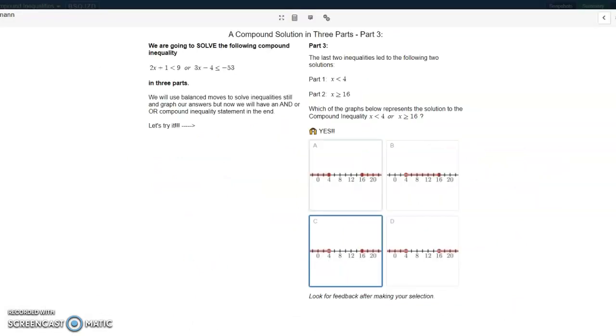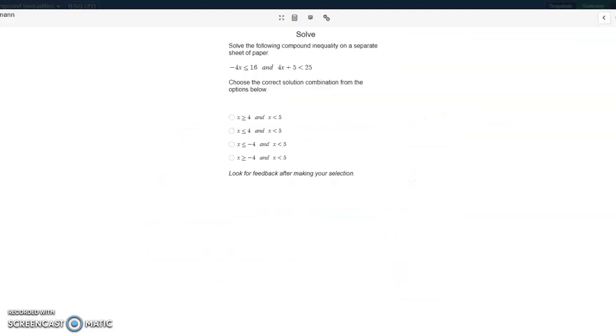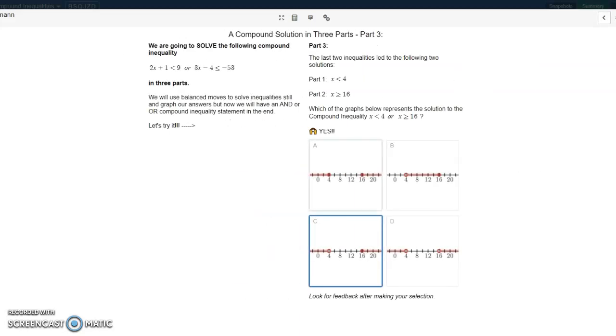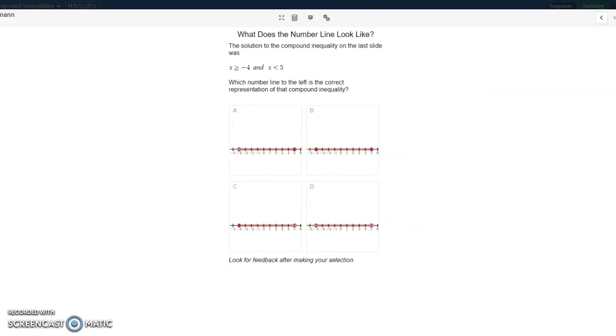So right here on the next slide, oh, go back one. We need to go ahead and graph that. So it's going to be right here. See, there's an open circle at 4, closed circle at 16, and this is my or compound inequality. All right, now here's one that I want you guys to do, and this will be self-graded, and then I want you to graph it.